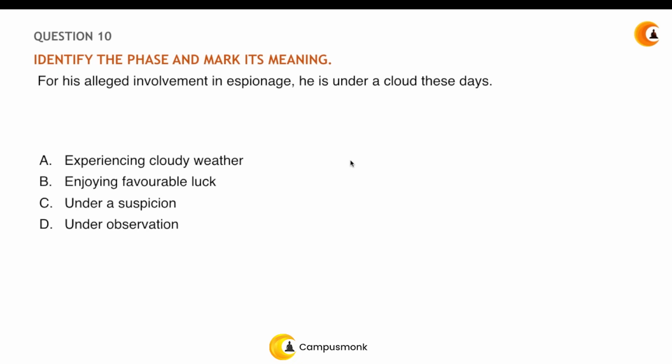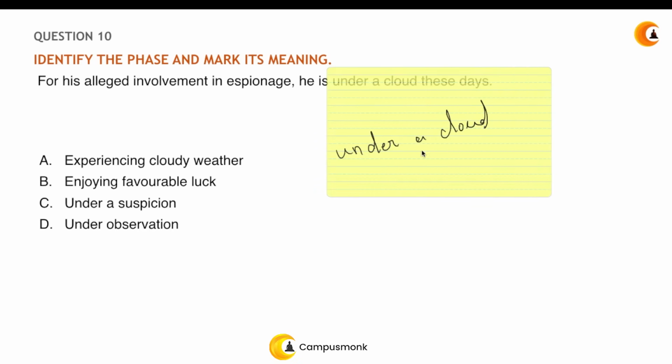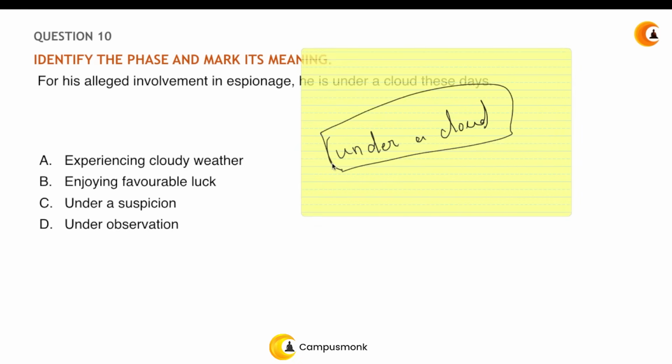What is espionage? Espionage basically means the practice of spying. He has been alleged for the practice of spying, so he might be spying on someone, so maybe he has been alleged for that reason. There are allegations on him that he has been spying on someone, so instead of using the word spying, he has used the word espionage, right? So remember, the meaning of espionage is to spy on someone. Now from spying, where did the word cloud come from? So that means this is the phrase: under a cloud. These days is not included, but this much is the phrase, under a cloud.